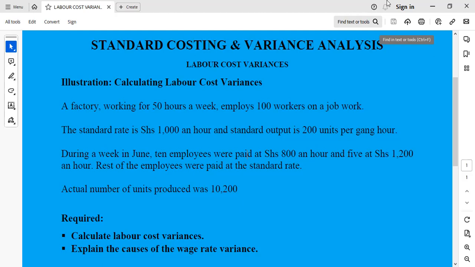The actual number of units produced was 10,200 units. You're required to calculate the labor cost variances and explain the causes of the wage rate variances.